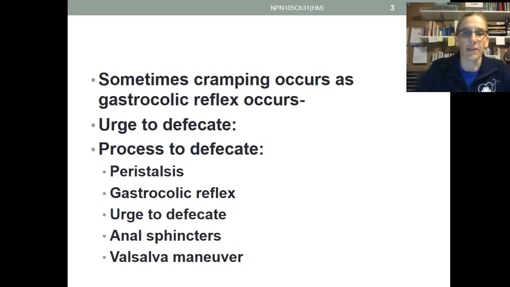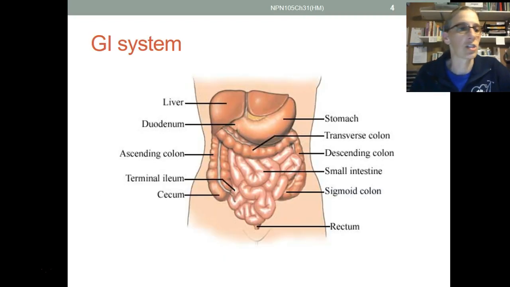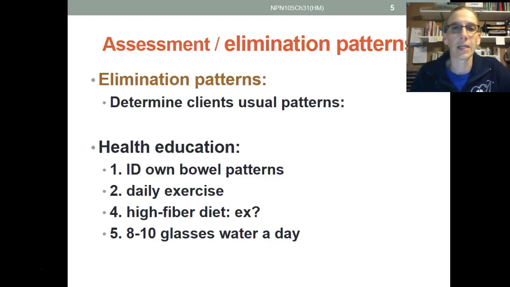All right, the process of defecation: you have to have peristalsis, you have to have the gastrocolic reflex, which propels the stool forward, packing it into the rectum, the urge to defecate as the rectum distends, the anal sphincter, which is a ring-shaped band of muscles, and the Valsalva maneuver, which is the contraction of the pelvic floor and abdominal muscles to increase intra-abdominal pressure, forcing out the stool. All right, so here's just your picture of your GI system.